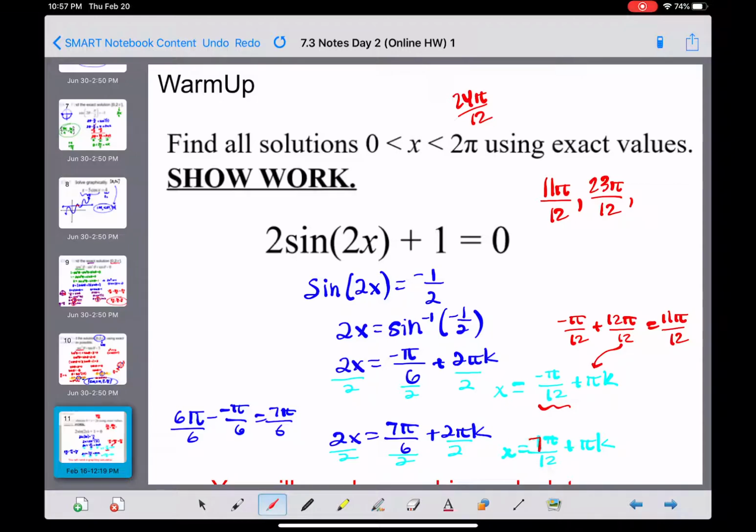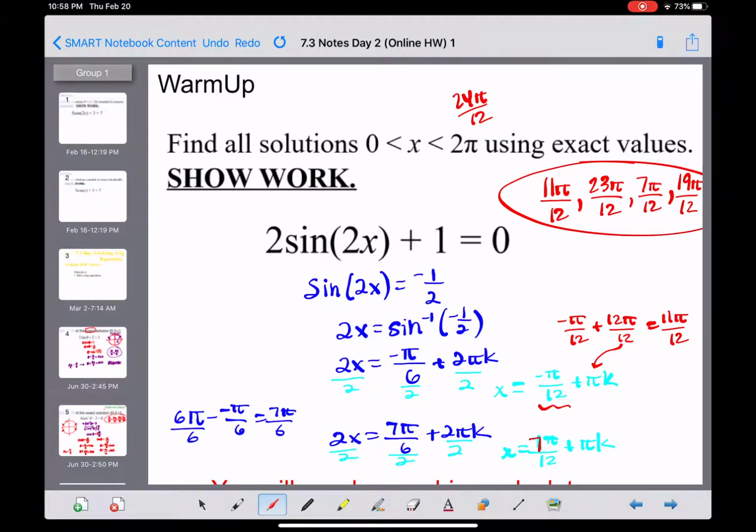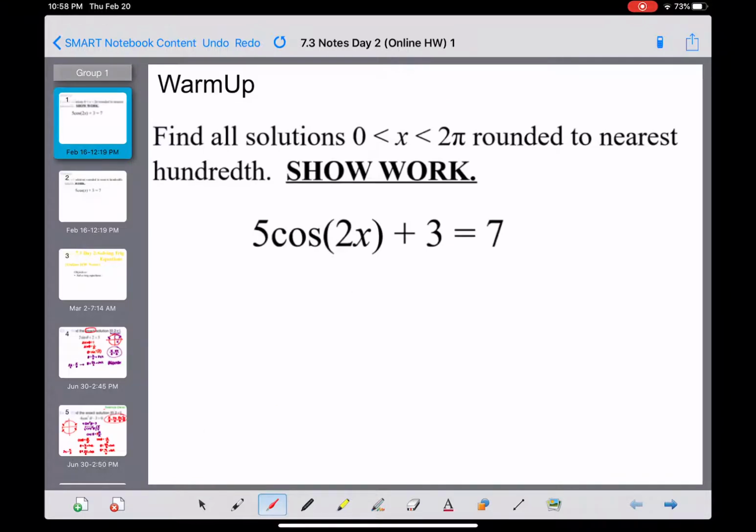Then I'm going to try 7 pi over 12. That's going to work. I'm going to keep adding 12 pi over 12, so 19 pi over 12. And if I add it to that, I'm going to be above 24. So there we go on that one. The other one I'm going to do is right here.